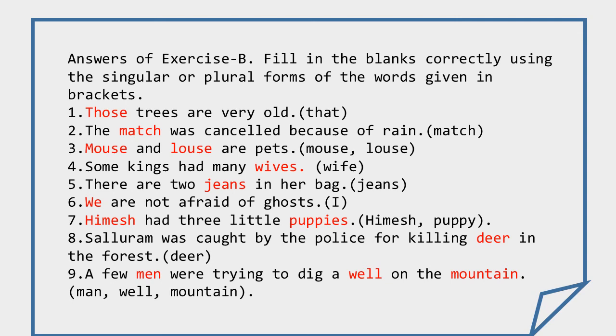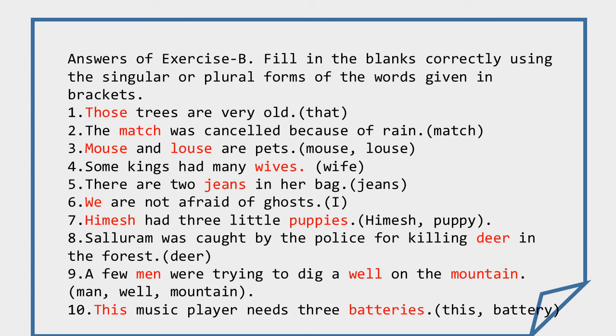Then comes the number 10. Answer is: this music player needs 3 batteries. This will remain into this only, and battery, Y is changed into IES. I hope you all understood and you have corrected the answers also in your grammar book. Let's proceed.